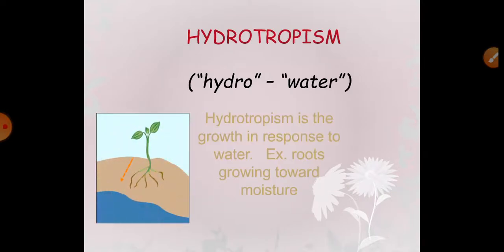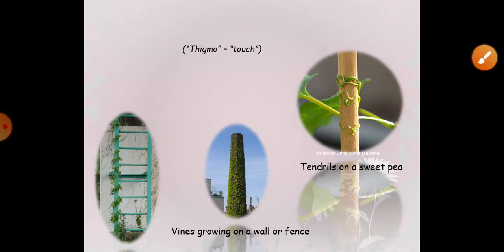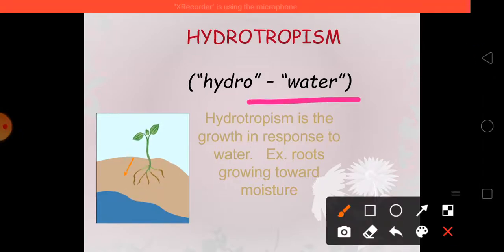The third one is hydrotropism. What is hydrotropism? The movement of a plant or a part of a plant towards water. The word hydro means water. Hydrotropism is the growth in response to water. Example, the roots growing towards the moisture.